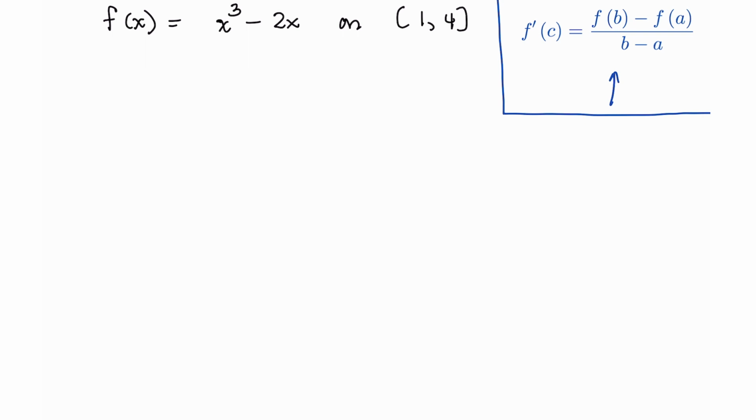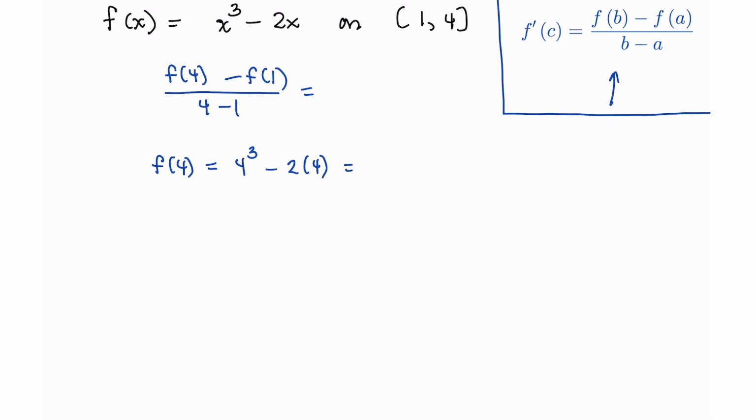So what we want to do is find the derivative and set it equal to the quantity f of b minus f of a over b minus a. So we're going to compute that first. f of 4 minus f of 1 over 4 minus 1 is equal to, well, let's see. f of 4 is equal to 4 to the third minus 2 times 4, which is 64 minus 8, which is 56.